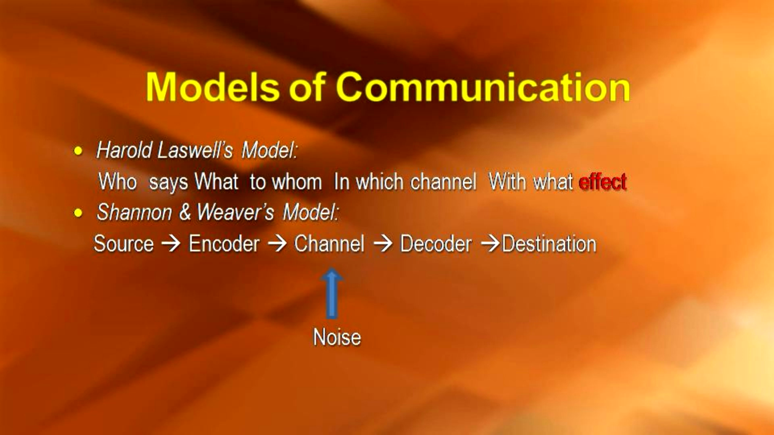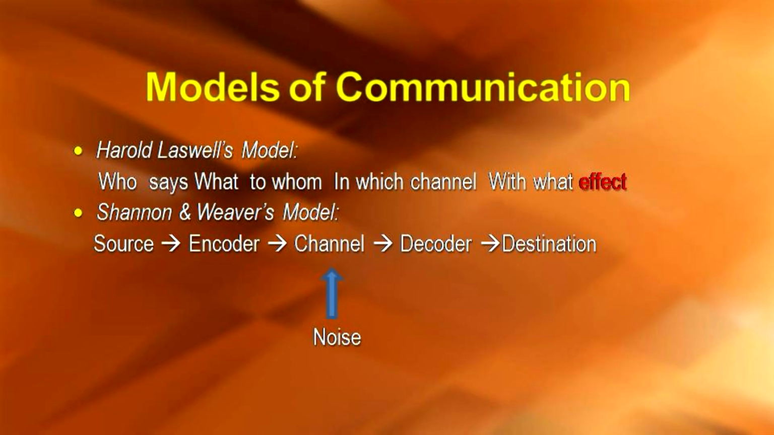Now, this is a beautiful model. Let us dissect this. Who says? The source of information. What? The message. To whom? The receiver. In which channel? Channel is one of the 4 elements of communication. And with what effect? So the beauty of this model was that this was the first time in social sciences that somebody was talking about effects.